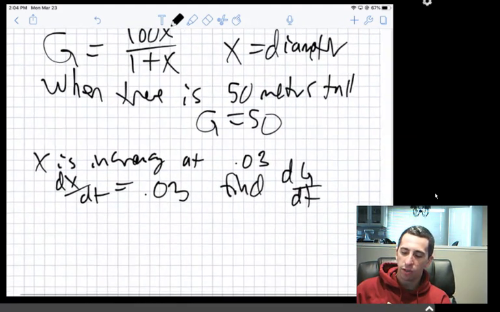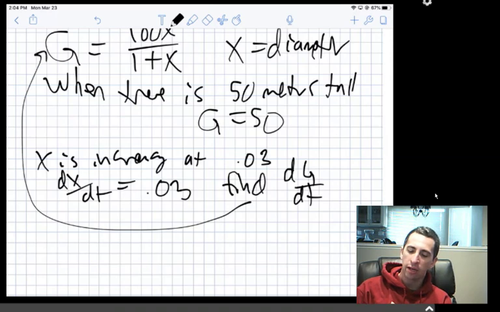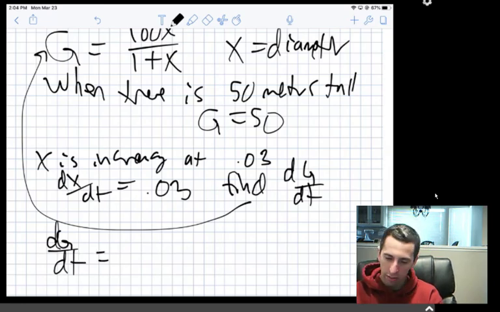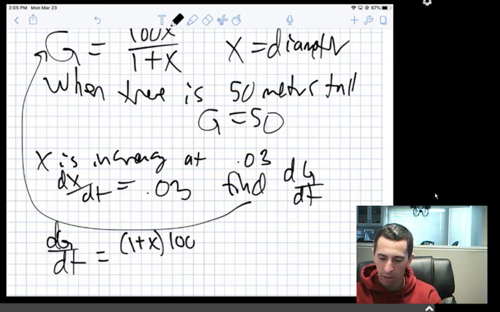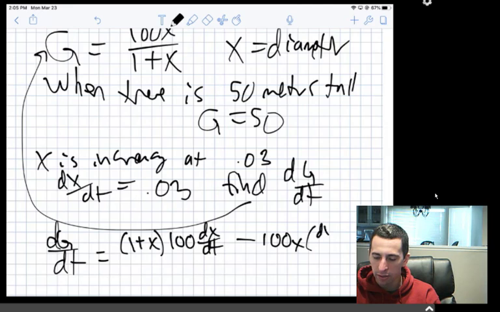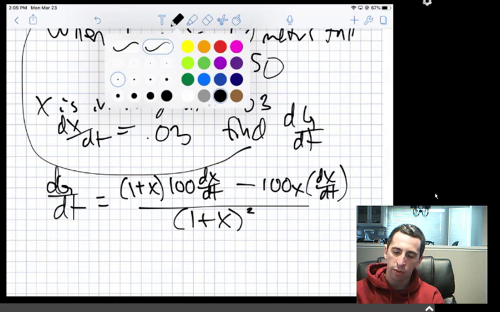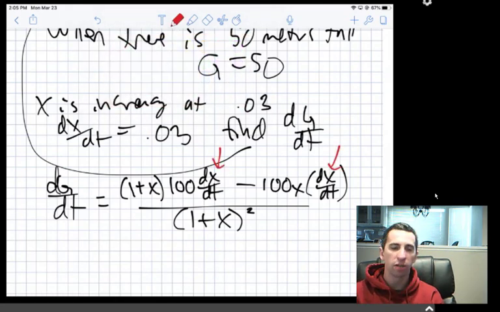Okay, so this is a classic related rates problem. What you need to do here is go ahead and take the derivative of this. So when I find the derivative, my dg/dt, I'll do low d high, minus high d low, over low squared. So the derivative of the high is 100 dx/dt, minus high d low, so that's 100x times the derivative of 1 plus x, which is dx/dt. And then we square the bottom, away we go. Now notice how I remember the chain rule, both times I took the derivative of x.